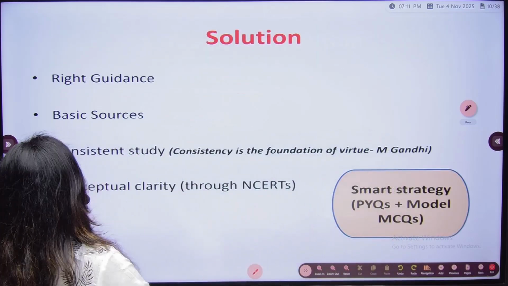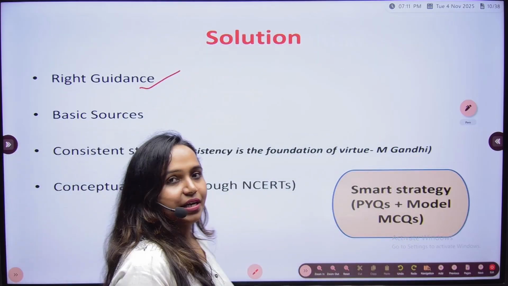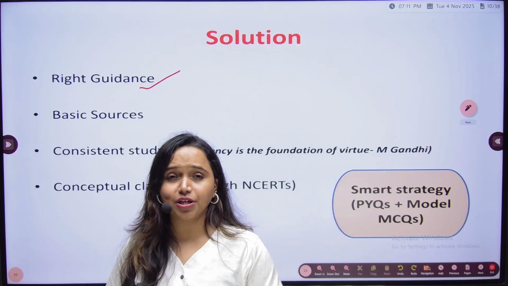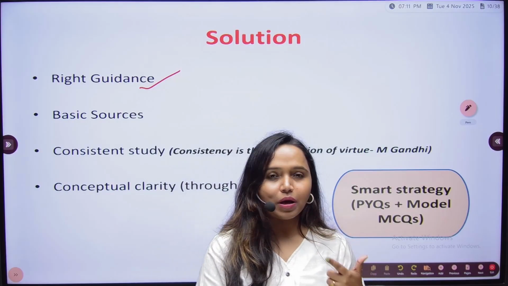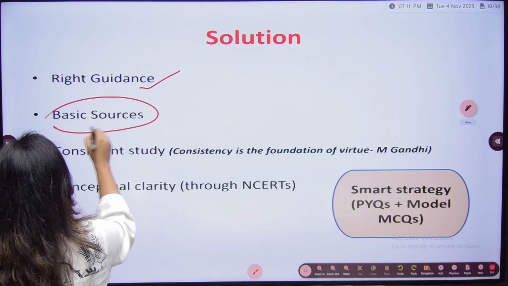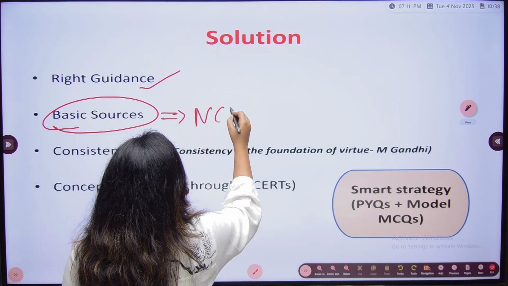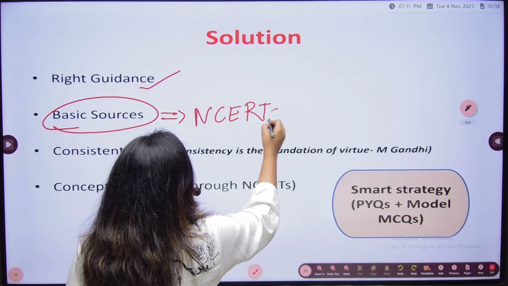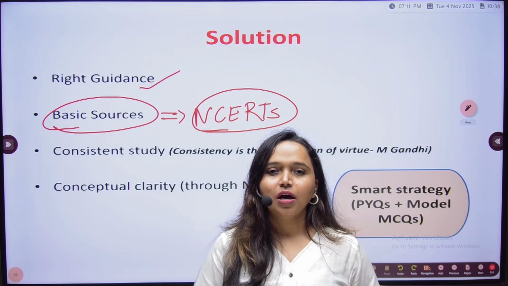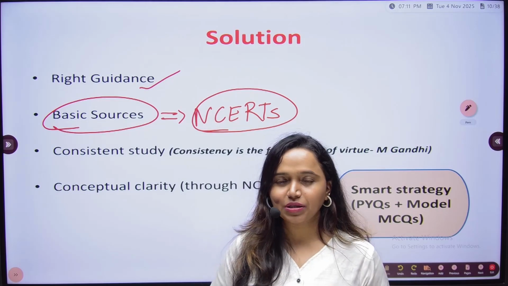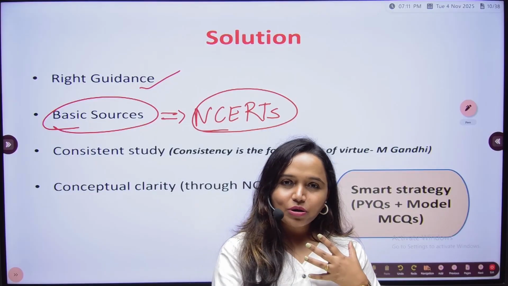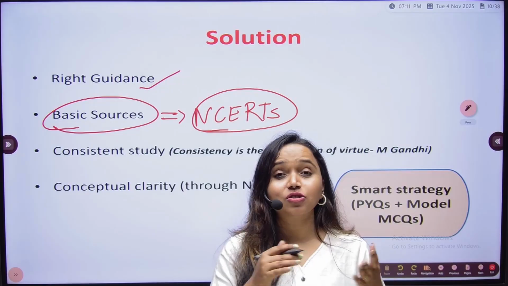Then what would be the solution? As we have seen, right guidance is the solution. With right strategy and right approach, knowing what to study and how to study, the challenges of socioeconomic inequality and unequal educational foundation can be easily solved. Basic sources: when you stick to basic sources such as NCERTs, you can reduce the problem of affordability. There are certain standard books which may cost around 500 or 1000 rupees, but NCERTs are completely available freely on their website. So you can download the NCERTs, read them and form a strong foundation.